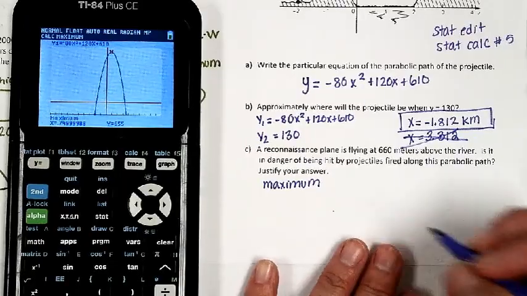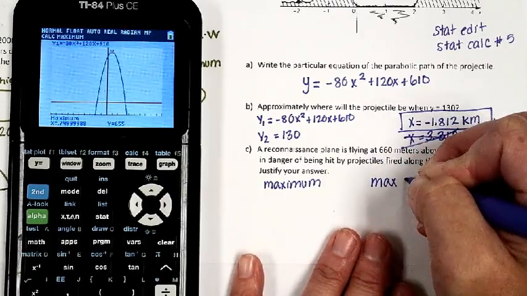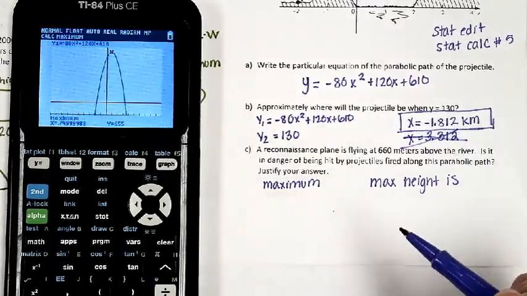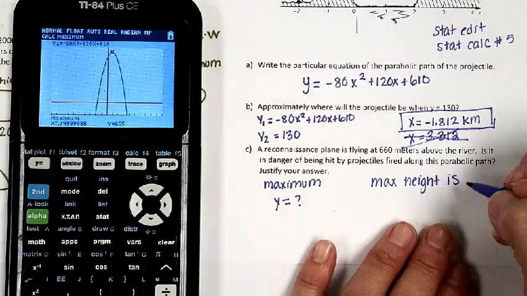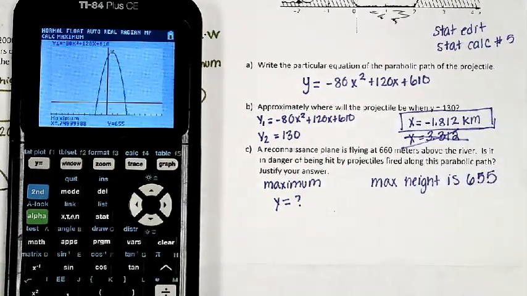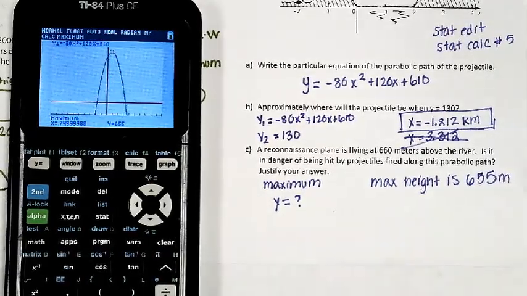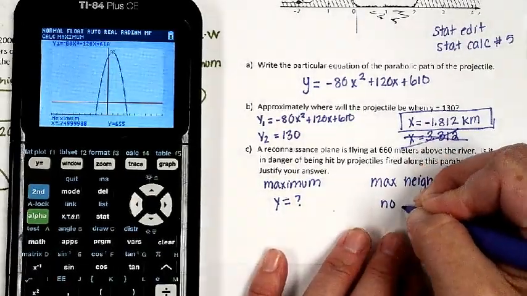So if you look here at your vertex, we need that y value. So your max height is 655. The plane is flying 660 meters above the river. So will the plane get hit? No. Your max height is less than that 660 meters.